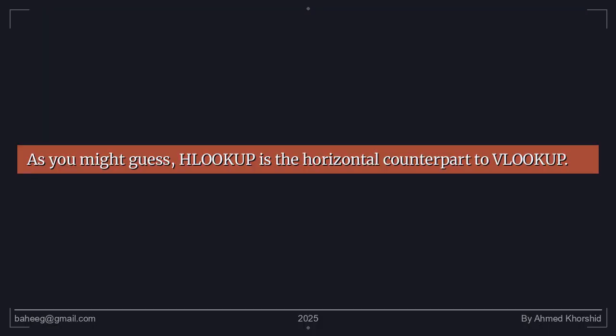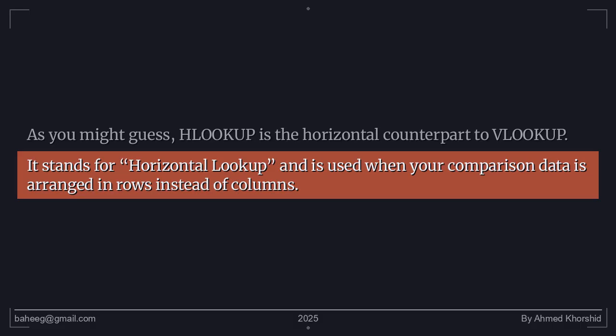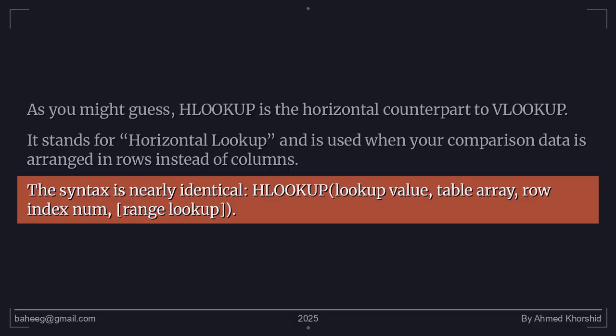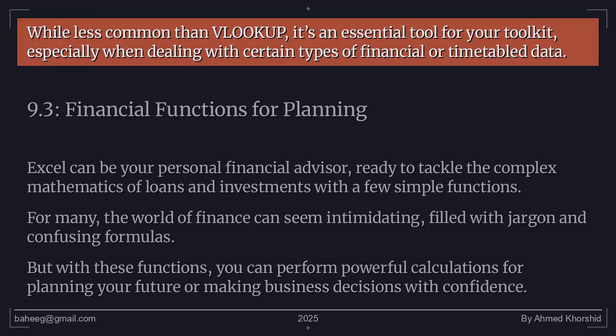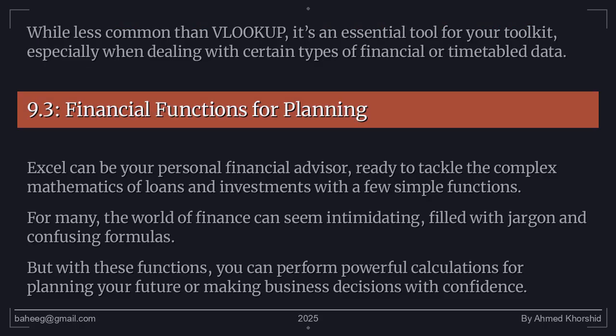As you might guess, HLOOKUP is the horizontal counterpart to VLOOKUP. It stands for horizontal lookup and is used when your comparison data is arranged in rows instead of columns. The syntax is nearly identical: HLOOKUP(lookup_value, table_array, row_index_num, range_lookup). While less common than VLOOKUP, it's an essential tool for your toolkit, especially when dealing with certain types of financial or timetabled data. 9.3.